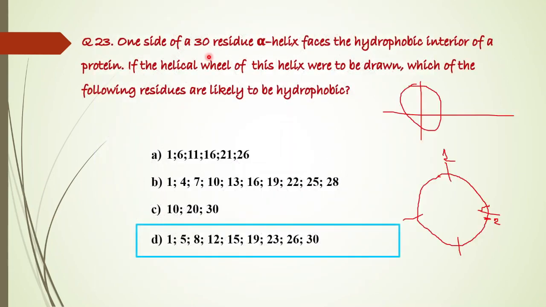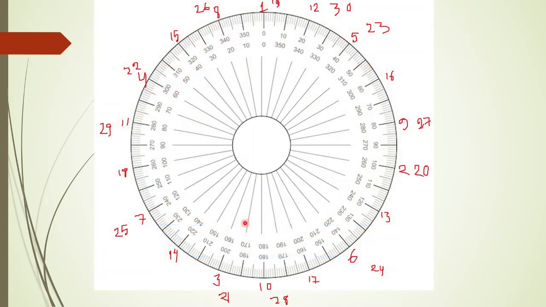Let us move to the third option. It is 10, 20, 30. Let's go back to it. So here is your 10. Let us look for 20. Here is your 20 and here is your 30. If they are saying this region should be hydrophobic, why is it not true? Because if 10, 20, 30 gives us this right side region of the circle, then all other residues of this helical wheel should have been in the hydrophobic part as well.